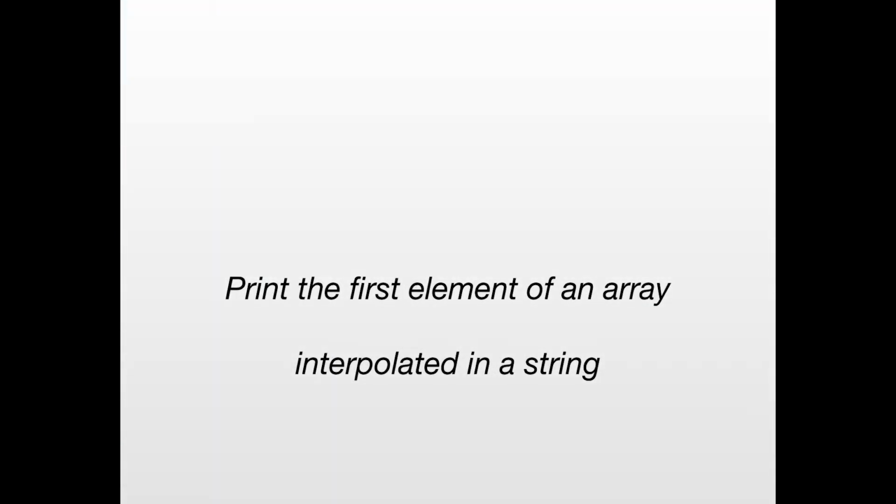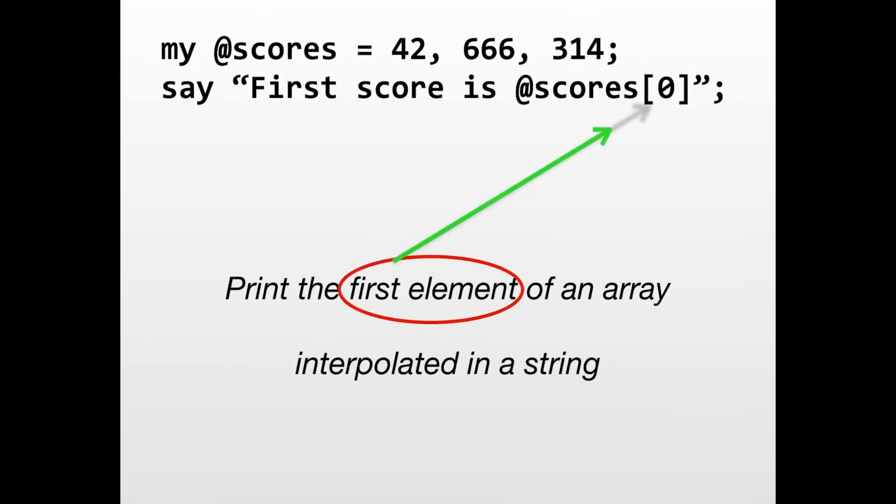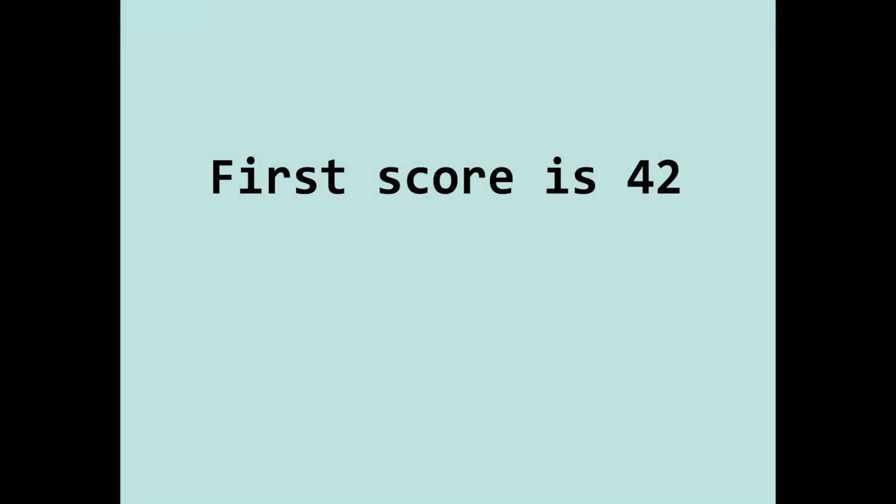So what if we want to print the first element of an array interpolated in a string? That looks like this. Note that you can use the square brackets there to index into the array and put the element there that you want, and the first element starts at 0. And that's the array. There you go. So what does this show? The score is 42.